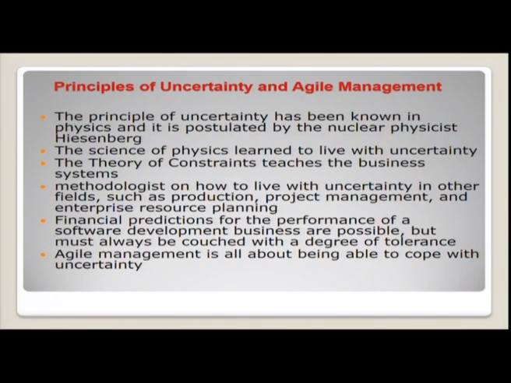So these are the three phases of scientific development. Then let us see the principle of uncertainty and agile management. The principle of uncertainty has been known in physics and was postulated by the nuclear physicist Heisenberg. The science of physics learned to live with uncertainty. The theory of constraints teaches business systems methodologists how to live with uncertainty in other fields such as production, project management and enterprise resource planning, which is shortly called ERP.